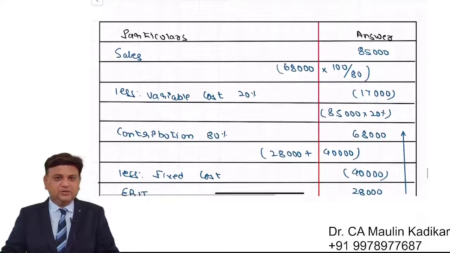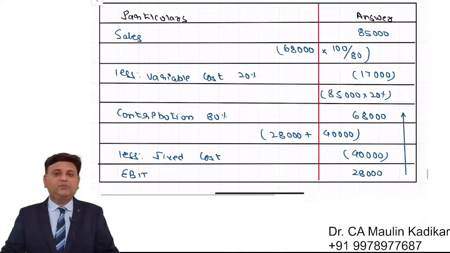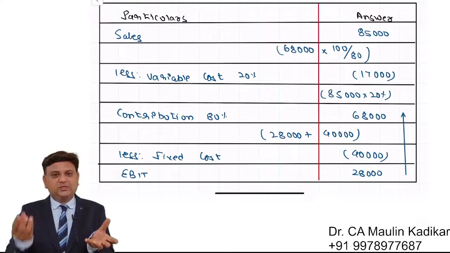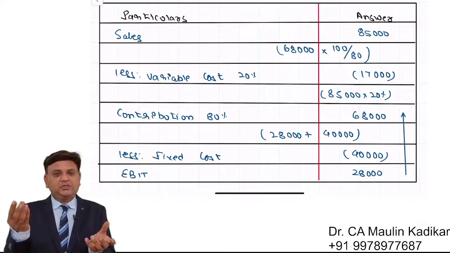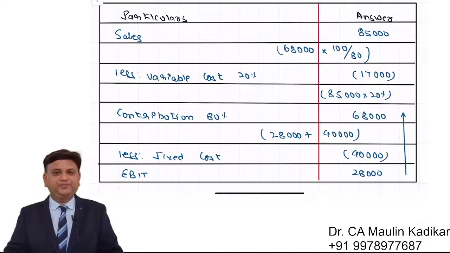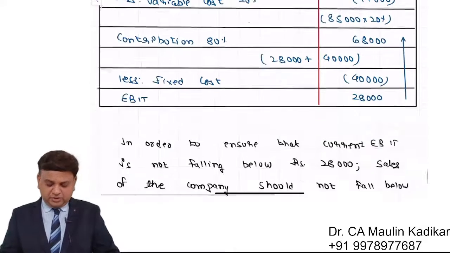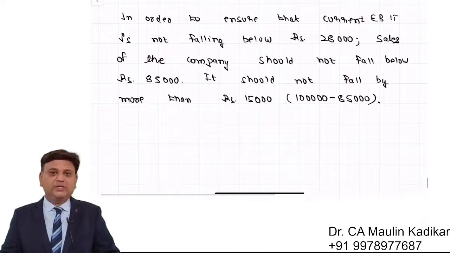And the last question, the operating income should not fall below 28,000. So taking 28,000 as base, contribution is found. Based on the contribution, sales is found. And accordingly, we understand the current sales should not fall below 85,000, should not fall by more than 15,000.